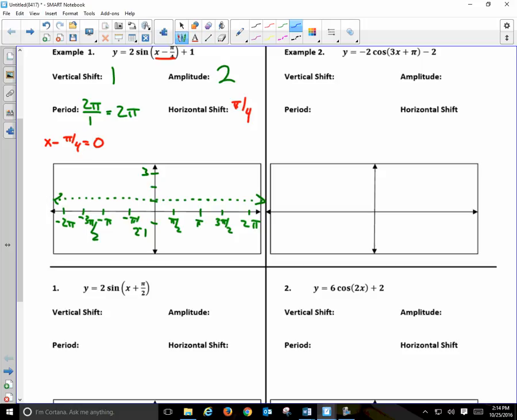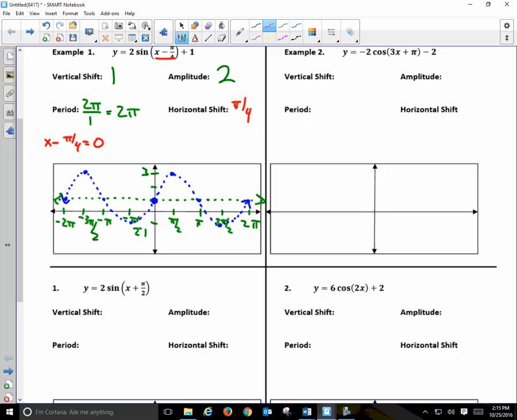My graph is sine. Does sine start at the max, min, or middle? Middle. Will it start by going up or down? Up, because it's positive. That's not my actual graph. That's the ghost graph. That's what it would look like if it wasn't shifted over pi over 4 units.